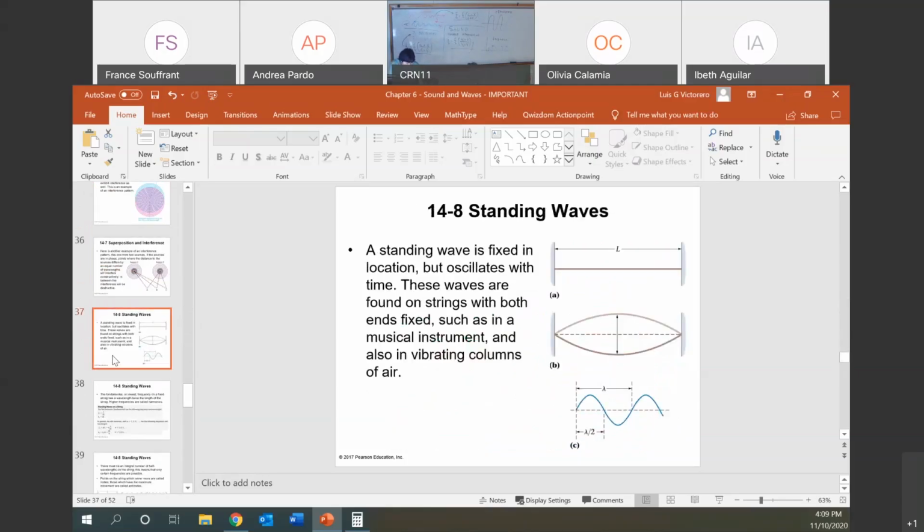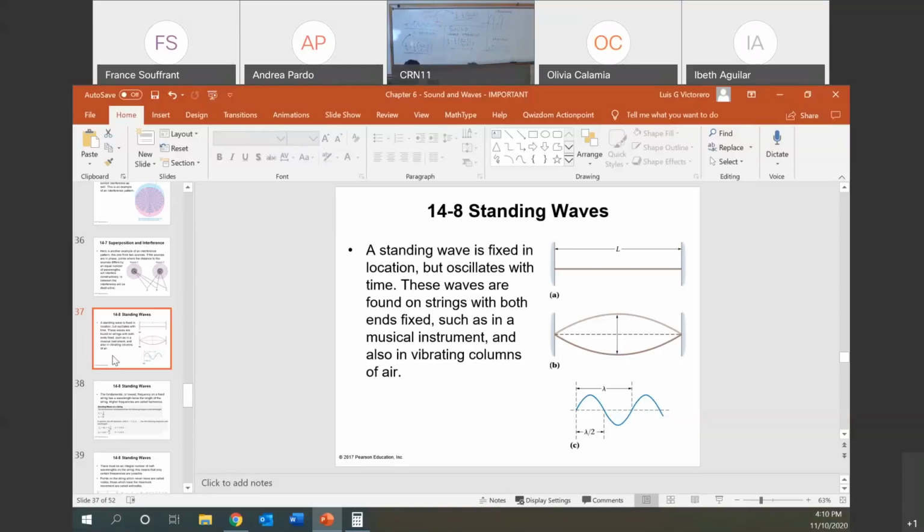Let's talk about standing waves. So, when we talk about transverse waves, we're talking about a wave that is free to move on either side. Ocean wave, light, sound, right? Let's suppose now we have a wave that is fixed in a location, but it's oscillating with time. The best example would be the waves on the string of your guitar. If you play a guitar or a violin or whatever, the string is fixed, right, at two ends.